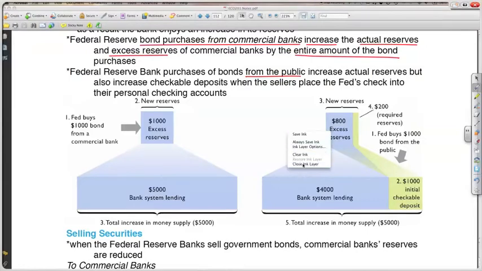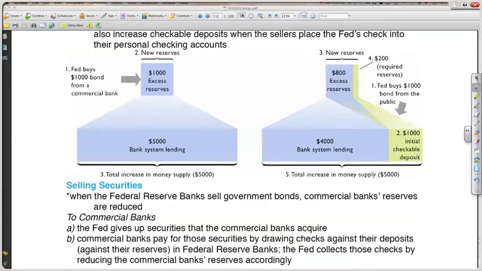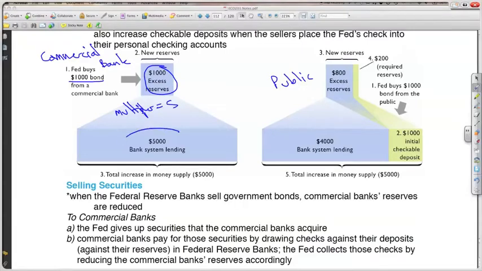So here, in these two models, will give you a better idea of what we're looking at. On the left side, we have when the Fed buys from a commercial bank, and over here on the right, we have the public. When the Fed buys bonds from the commercial banks, say they buy a $1,000 bond, this will increase the excess reserves of that bank by $1,000. Now, if the multiplier is equal to 5, that will lead us to $5,000 new dollars in the bank system lending.